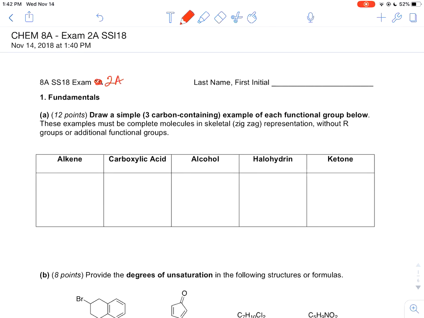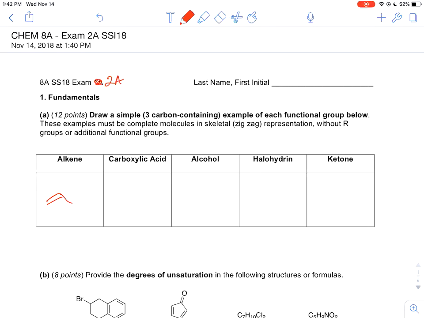The first one, we want you to draw a simple example of each functional group. It has to contain 3 carbons, should be in zigzag format, and no R groups or additional things. So an alkene is a carbon-carbon double bond. So that would be an alkene, and since we need to make it have 3 carbons, this is pretty much the only answer that you can come up with.